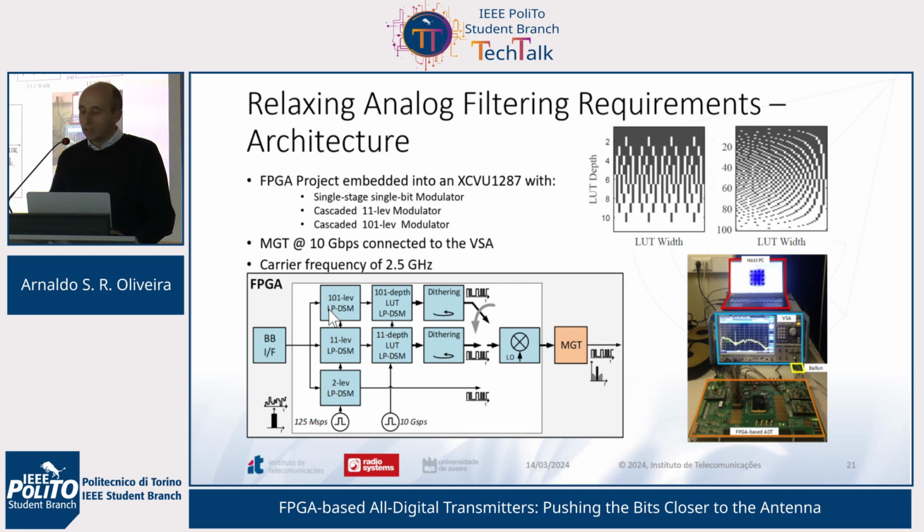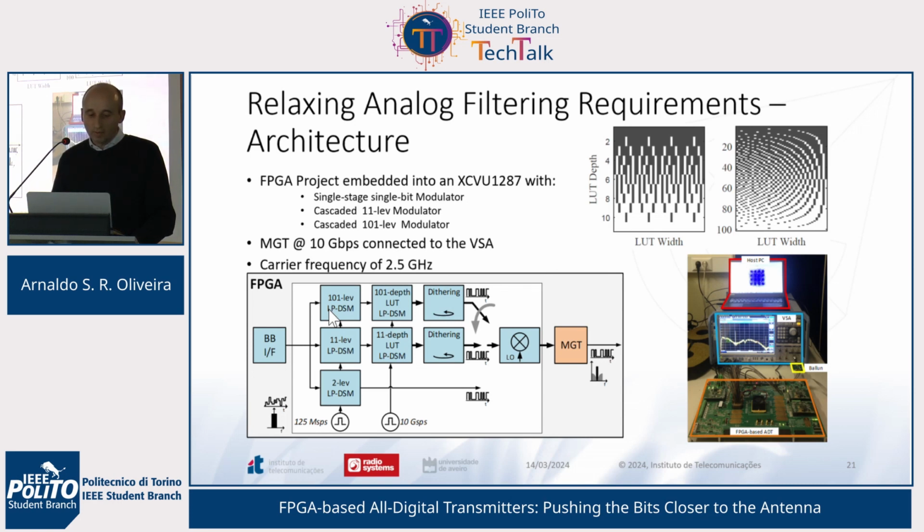This is our setup, our lookup table, and our block diagram. In fact, we built a test bed in which, at the first level, we have three different options: a 2-level delta sigma, an 11-level delta sigma, and then a 101-level delta sigma. These numbers sound strange, but they are related to the size of the lookup tables that are put at the front of these delta sigmas.